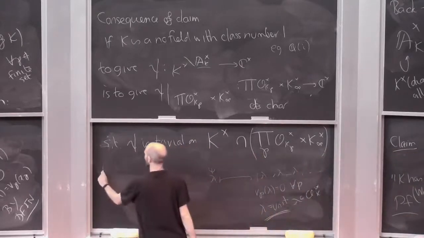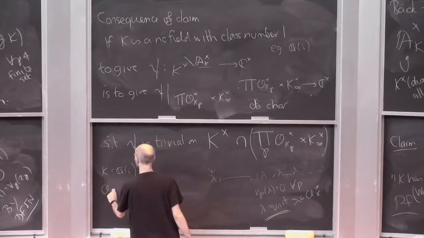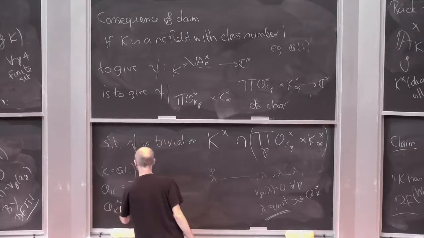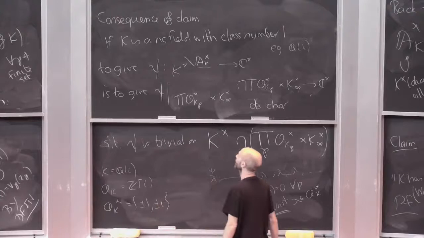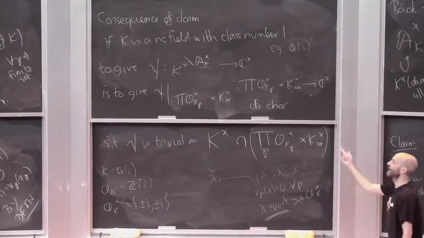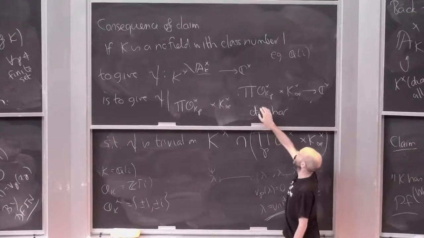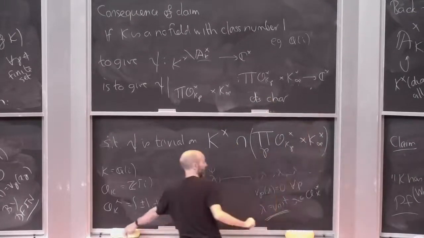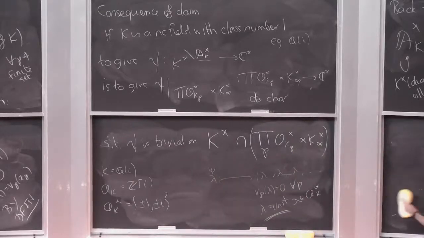OK, so if K is Q(i), then O_K is Z[i], and the units in that, O_K star, are plus or minus 1 and plus or minus i. So to give a Grossencharacter for Q(i), all I have to do is take some finite character here. Let's do it now. There's no point me saying the same thing again and again. So now let's just write down an example.